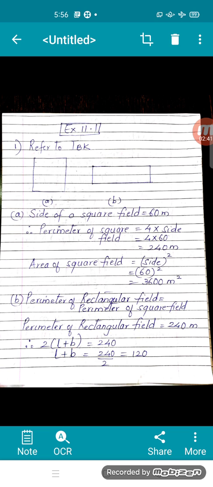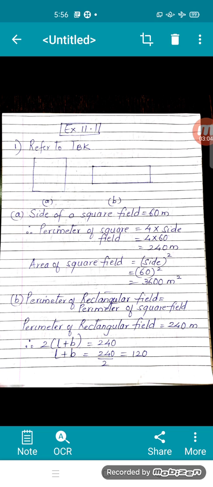Now we go to exercise 11.1. Question number 1. Please refer to the textbook. Open a textbook and sit. A square and a rectangular field with measurements as given in the figure have the same perimeter. Please note it down. Same perimeter. Which field has a larger area?